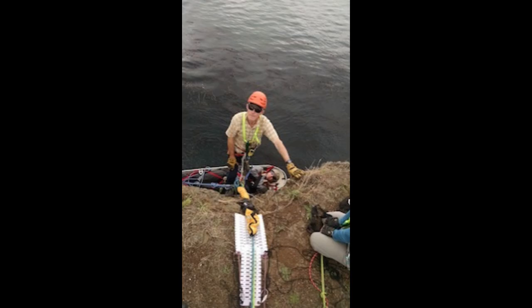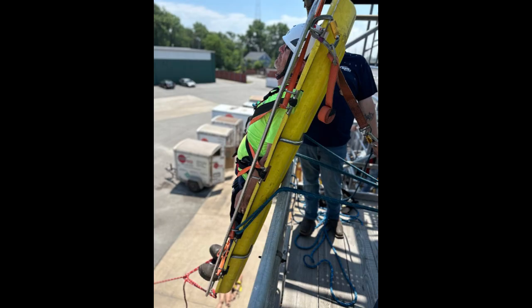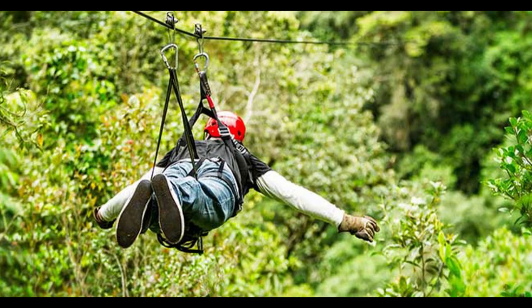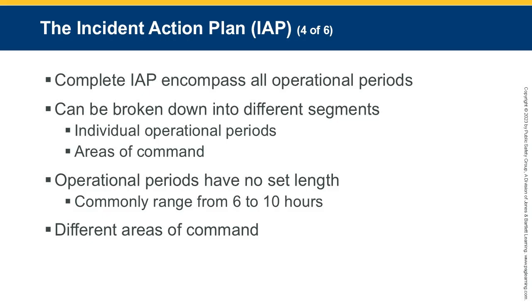Factors like rescuer fatigue, environmental conditions, or the complexity of the operation can shorten or extend a period. The goal is to make sure that everyone remains safe, alert, and effective throughout the rescue. Different areas of command may also have their own operational periods. For example, a rope team operating on a cliff face may have a separate time segment from the base support or logistics team. By structuring the incident this way, the IAP keeps every section organized and accountable and ensures no team is left guessing about their responsibilities.